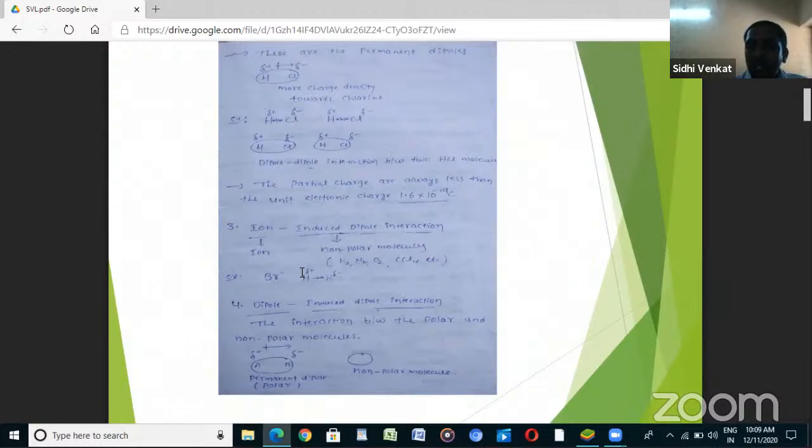What is the non-polar molecule? H2 or N2, any one. We can take any one, maybe H2 or N2 or O2 or CCl4. The force of attraction between ion Br minus and non-polar molecule H2. And what is the next one?